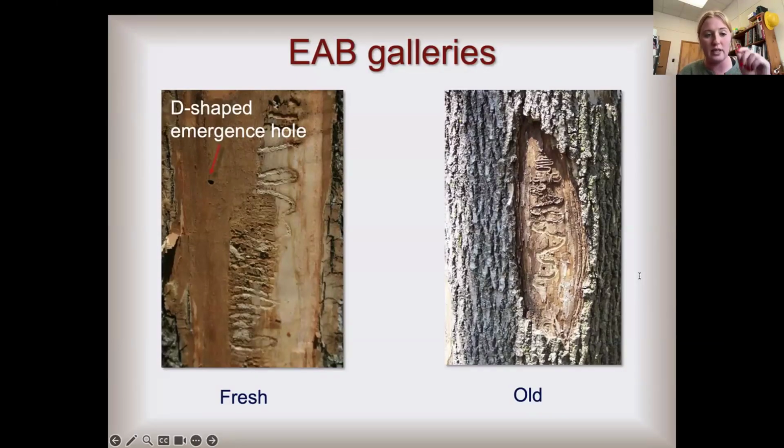Another really key characteristic is those D-shaped emergence holes. And you're probably wondering, well, why D-shaped? What's really cool is that emerald ash borer belongs to the family Buprestidae, which is a term for flat-headed beetles. So the reason it's D-shaped is because they have this flat head. That's super characteristic of emerald ash borer. So if you're in the field and you see a tree with a D-shaped emergence hole, and maybe it's an ash tree, it was probably an emerald ash borer.